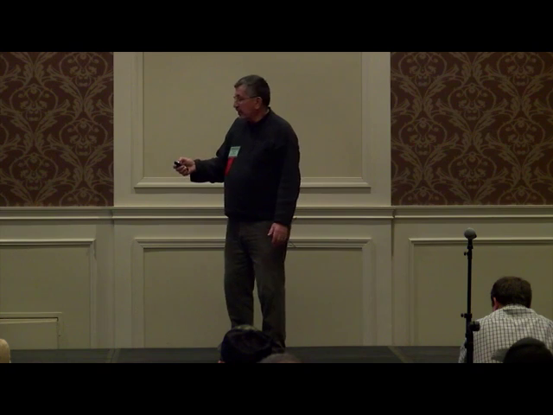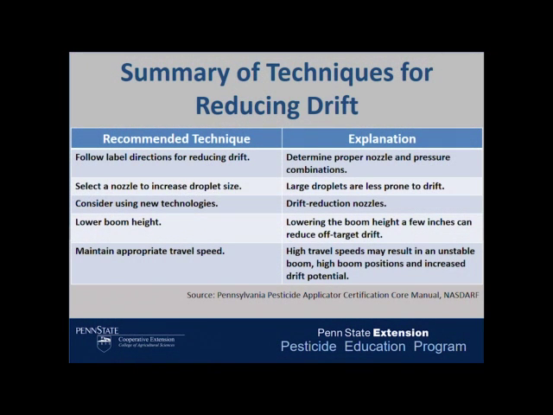Lower boom height, as we talked about, certainly as we drop the boom, we have less chance of drift. Now, when you do that, make sure you have the right nozzles in there to have this even coverage across the boom. And you may have to change your spray angle, but certainly that is a possibility to reduce drift.